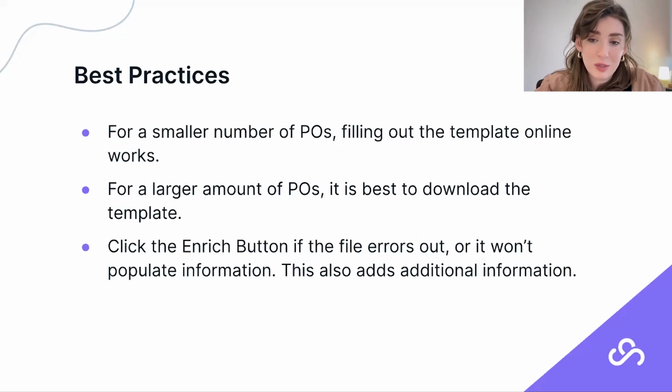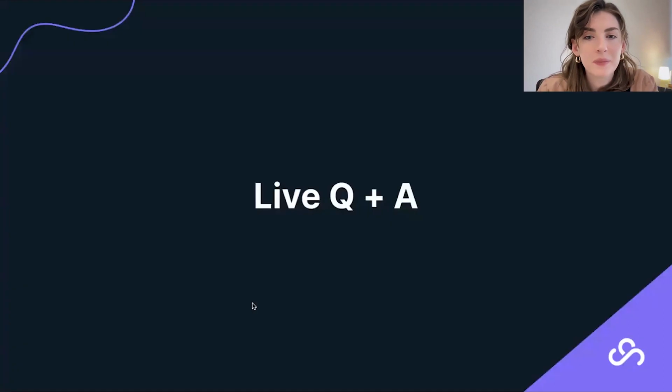This seems really simple, but some suppliers forget to click that enrich button. It is down in the lower right-hand corner, I believe, on the screen. I know it's kind of hard to see. So click that. And if the file errors out or won't populate information, sometimes that can be used as a refresh button and it will add in that additional information. So don't feel like you have to fill out every column either.